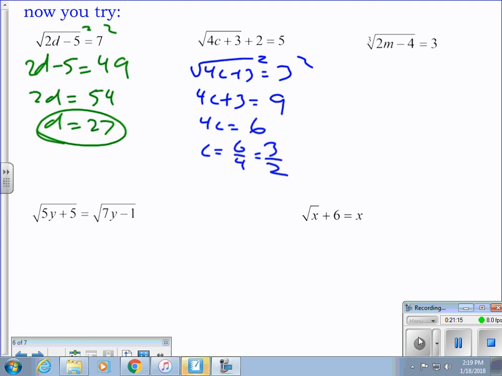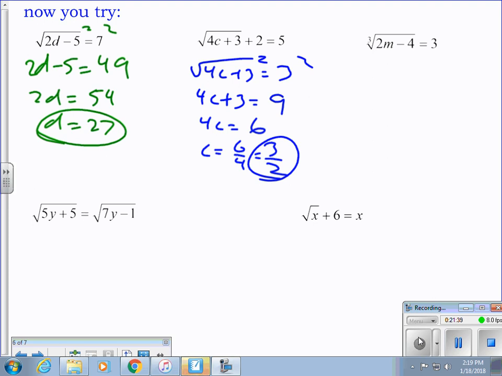4 times 3/2 is 6. 6 plus 3 is 9. Square root of 9 is 3. 3 plus 2 is 5. That's our answer. Okay. Next one. Did I screw up again? No, she actually got the 6. I said we subtracted the 3. Yeah. Subtracted 3. Okay. That's okay. Just making sure.